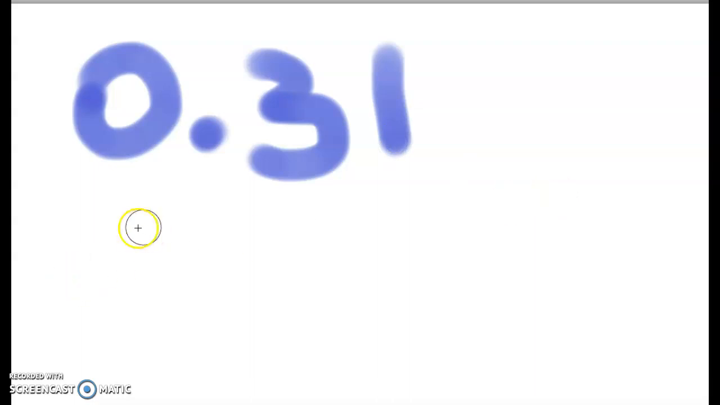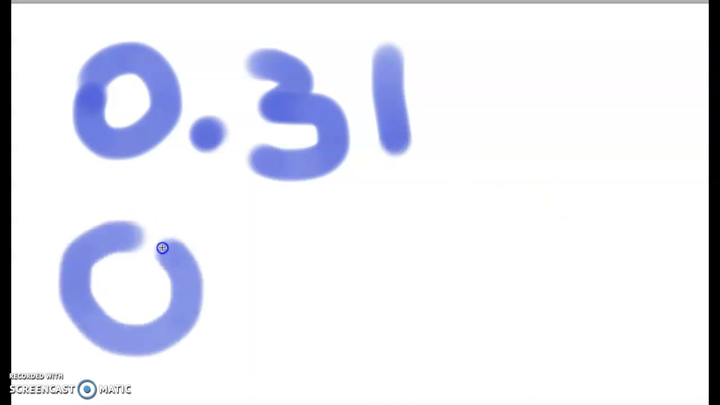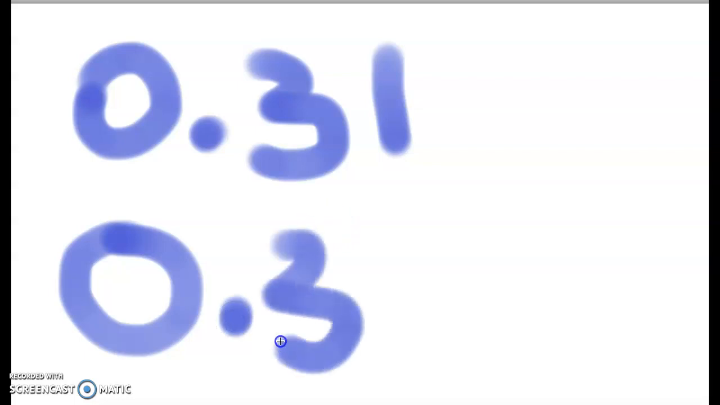Okay, let's do another one. If I have 0 and 31 hundredths, and I want to compare that to 0 and 35 hundredths, we're going to look at the place values, of course.